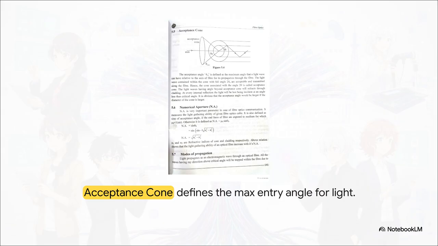Light has to enter within this specific 3D region called the acceptance cone. If the angle is too steep and falls outside of this cone, the light won't undergo total internal reflection. Actually, it just bleeds right out into the cladding and is completely lost.